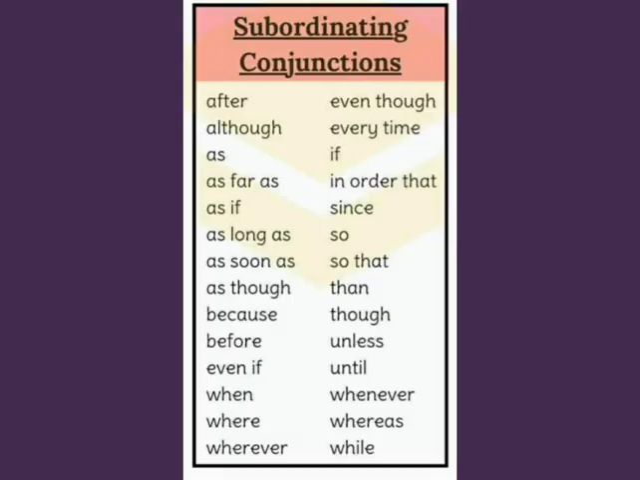Okay. Now, some examples of subordinating conjunctions: after, although, as far as, as long as, as soon as, though, because, before, even if, when, where, wherever, even though, every time, if, in order that, since, so that, than, though, unless, until, whenever, whereas, while. These are some examples of subordinating conjunctions.